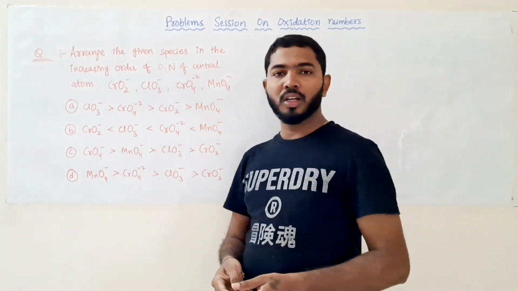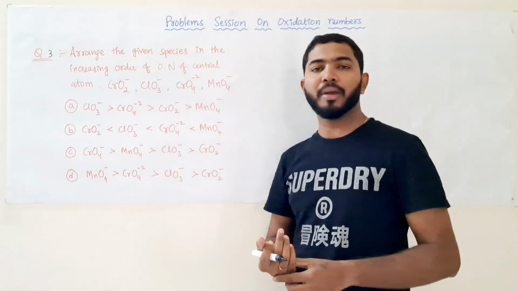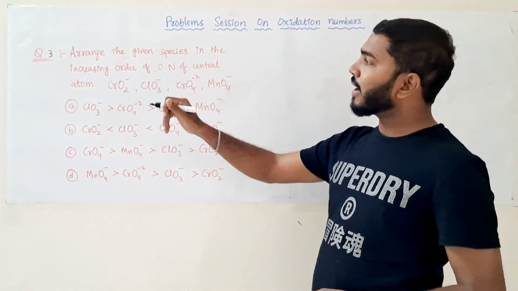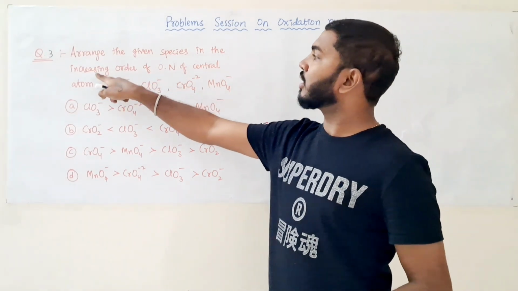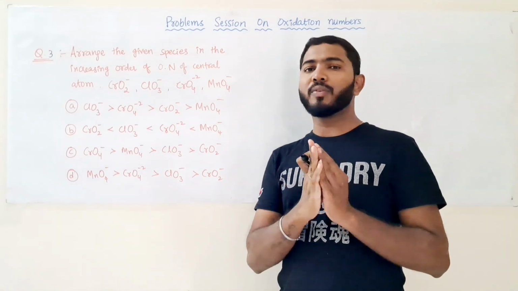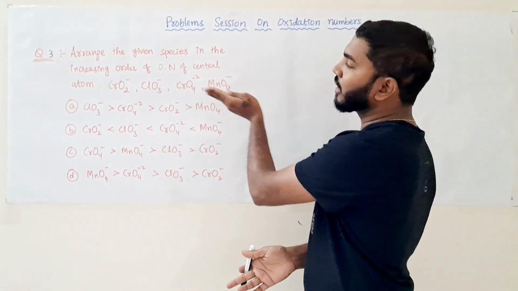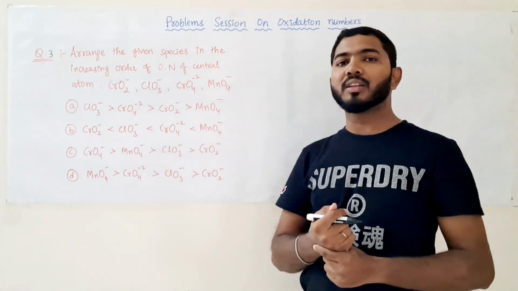Yeah, let's move to the third question. This is actually a previous JEE Mains question. They have given four chemical species and they are asking us to arrange them in the increasing order of their oxidation numbers. So first we need to calculate the oxidation numbers of all the central atoms individually, and then we need to predict the order.